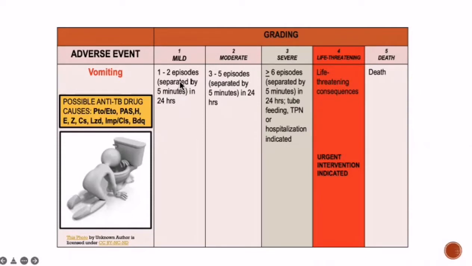So for mild, you may have 1 to 2 episodes of vomiting separated by 5 minutes within 24 hours. For moderate, you have 3 to 5 episodes, and for severe, if your vomiting is more than 6 episodes within the day.